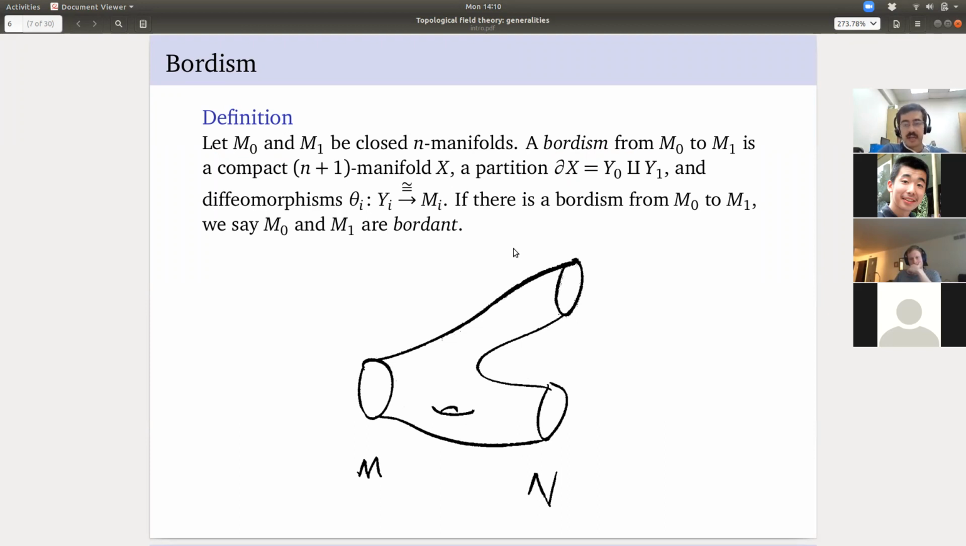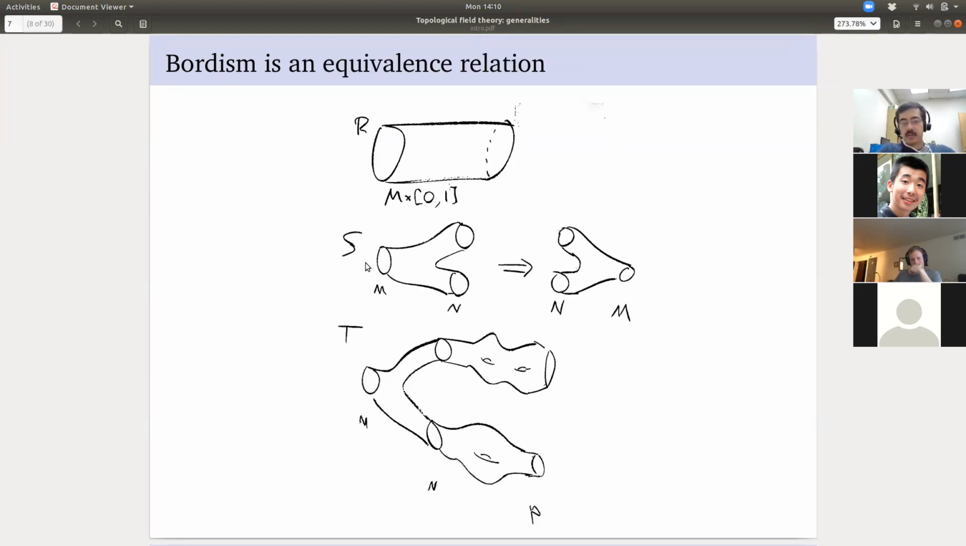So another feature is this: nothing in this was explicitly asymmetric, but we're saying a Bordism from M0 to M1. And then we say, Bordant is when there exists a Bordism. So Bordism is an equivalence relation, which is why I wasn't super concerned about directionality. Reflexivity is the cylinder. Symmetry is you pick up your Bordism, you turn it around, you put it back down. And transitivity is you glue.